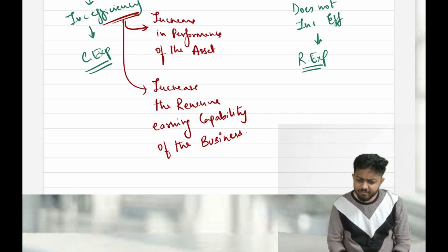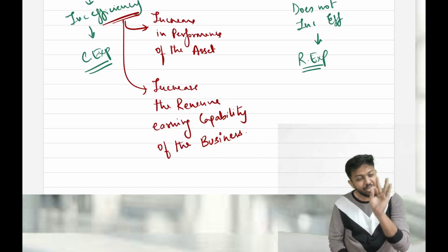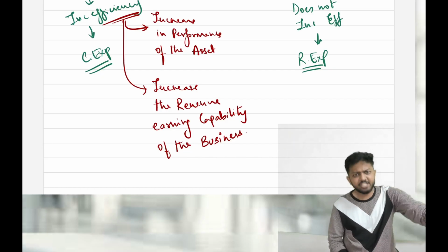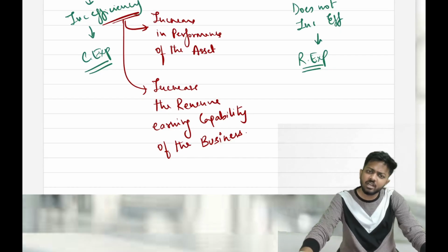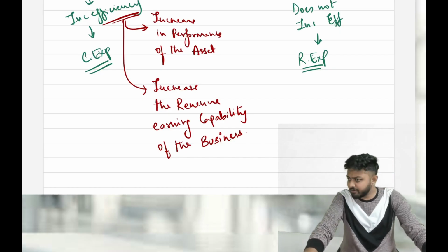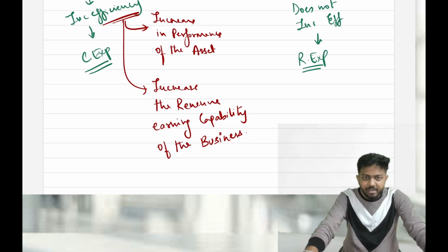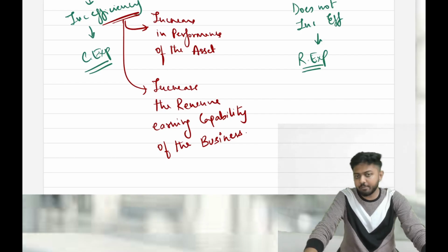Is it increasing the efficiency of my classroom? No. At least, is this expenditure increasing the revenue earning capability? No. Earlier also the capacity was 60 people only. The maximum revenue that I could earn was from 60, and now also it is 60 only. So what change is happening? Whatever money I have spent on renovation, with respect to painting, will not be treated as capital expenditure because it is not increasing the revenue earning capability.